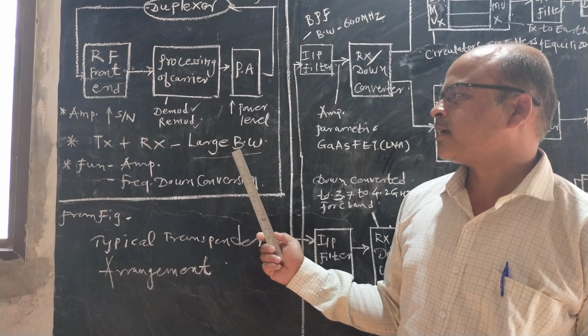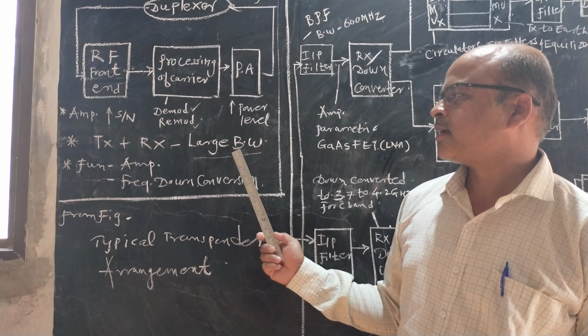What are the functions of a transponder? As previously mentioned, it provides amplification, and the second function is that it provides frequency down conversion. Okay. Then next we will see the typical transponder arrangement.